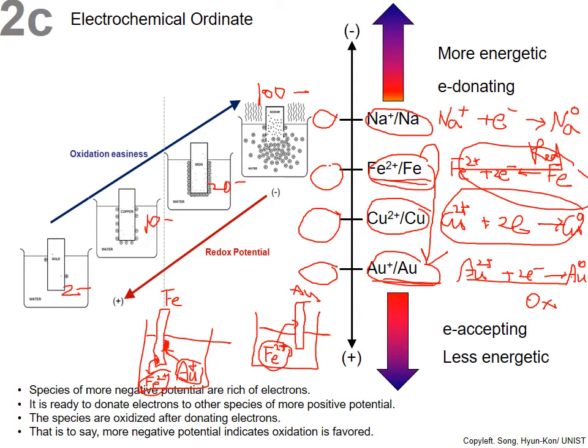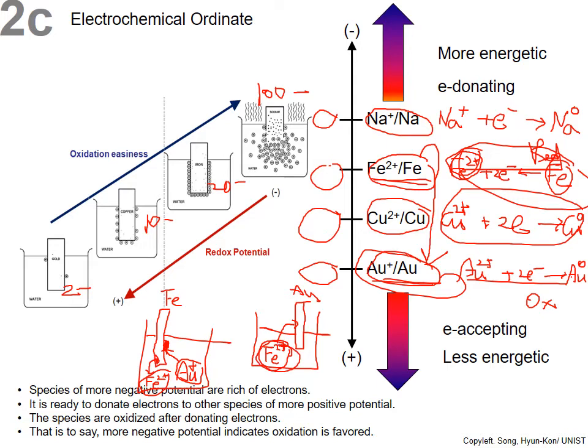Fe species would experience the oxidation, right? Fe is going to Fe2 plus. So Fe is the reduced species, and Fe2 plus is the oxidized species. However, Fe2 plus, which is the oxidized species, cannot donate the electron into the other pair. So there is no electron transfer from Fe2 plus.